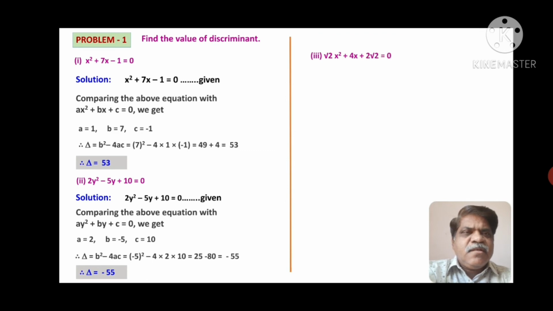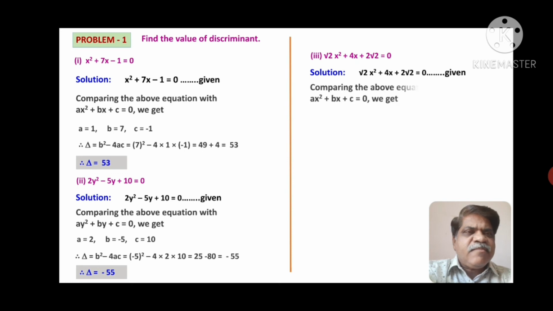Third, root 2 x square plus 4x plus 2 root 2 is equal to 0. Friends, it is given that root 2 x square plus 4x plus 2 root 2 is equal to 0. Therefore, comparing the above equation with ax square plus bx plus c is equal to 0, we will get that a is equal to root 2, b is equal to 4 and c is equal to 2 root 2.